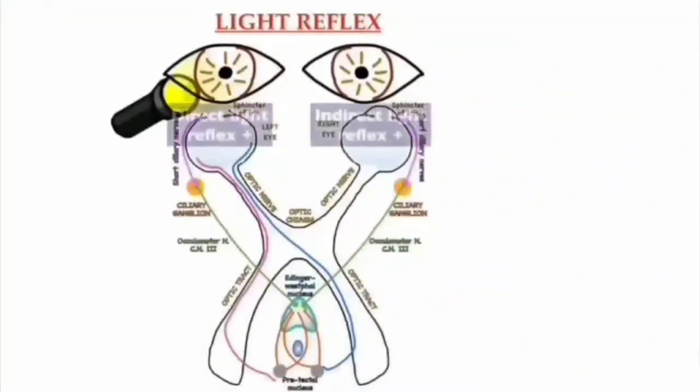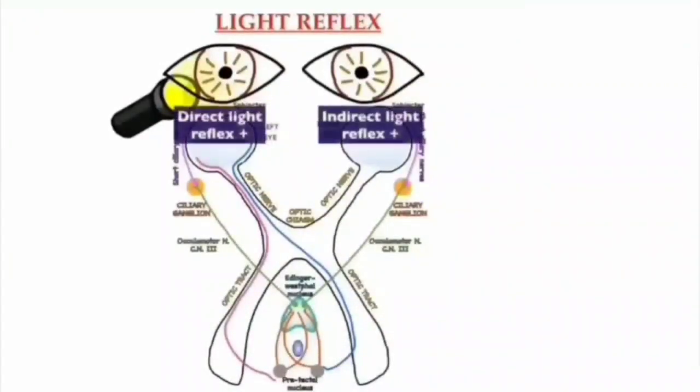Here, both the direct and the indirect light reflex or the consensual light reflex are positive. Why? Because the constriction of the pupil to which the light is shown is called the direct light reflex, and that of the other pupil is called the consensual or the indirect light reflex. In this case, when the light was shown to the left eye, the pupil of the left eye constricted, leading to a positive direct light reflex, and the pupil of the right eye constricted when the light was being shown to the left eye, leading to a positive indirect or the consensual light reflex.